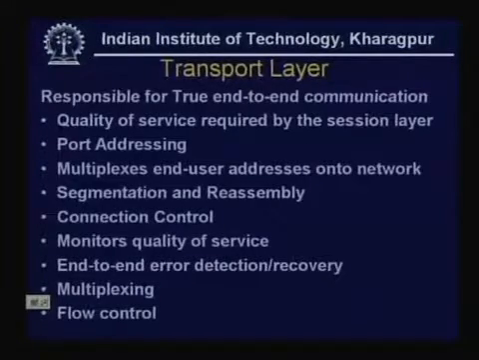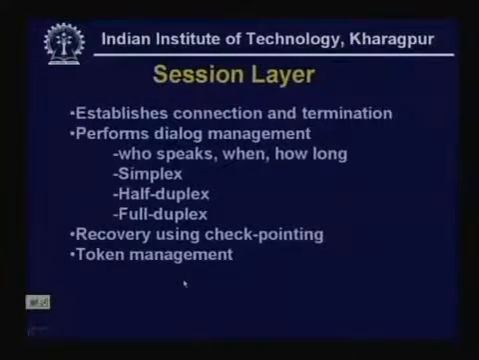It may be necessary to multiplex end user addresses onto the network. It may be necessary to break down a packet into a number of packets and reassemble them at the other side. So, this segmentation and reassembly is done by the transport layer. Then the connection control: it monitors the quality of service, end-to-end error detection and recovery, multiplexing, and flow control. These are the various functions performed in the transport layer.